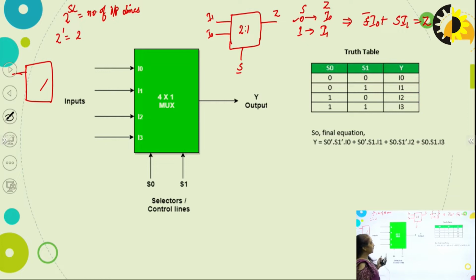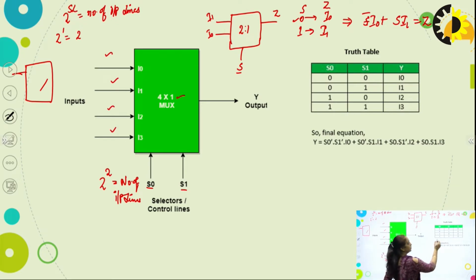Okay, so next is your 4x1 mux. This is the block diagram of the 4x1 mux. In this 4x1 mux, the number of input lines is 2 raised to the power of the number of selection lines. So we have 2 selection lines, S0 and S1, and 4 input lines, I0, I1, I2 and I3.